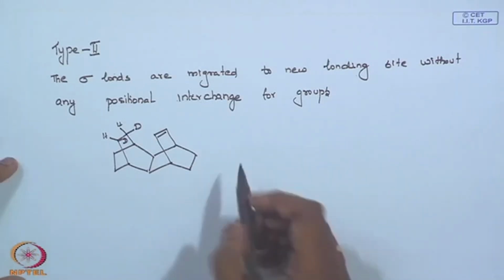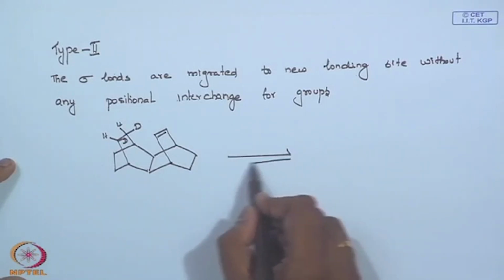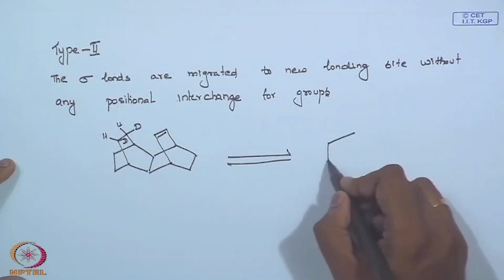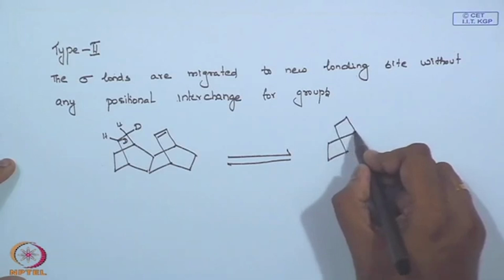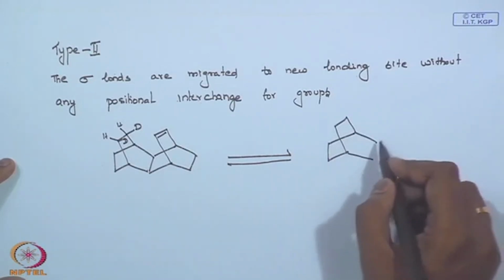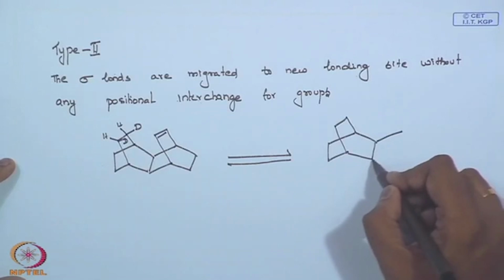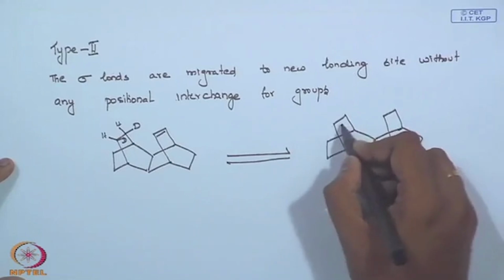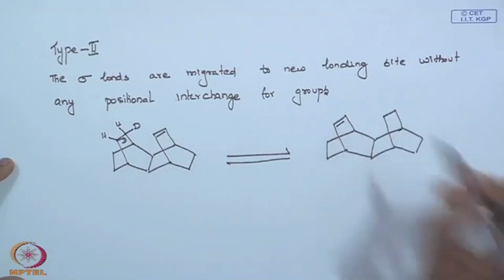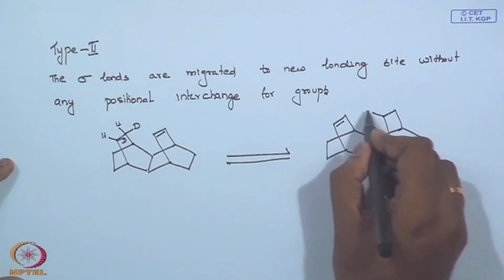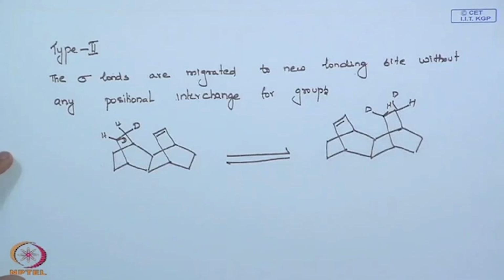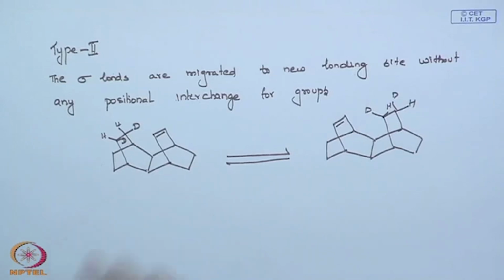Now, if you see this reaction, you get a product. The product will not be an interchange of the group, but more like an interchange of the sigma bond with my deuterium and hydrogen. There is no positional interchange. So this is the type 2.